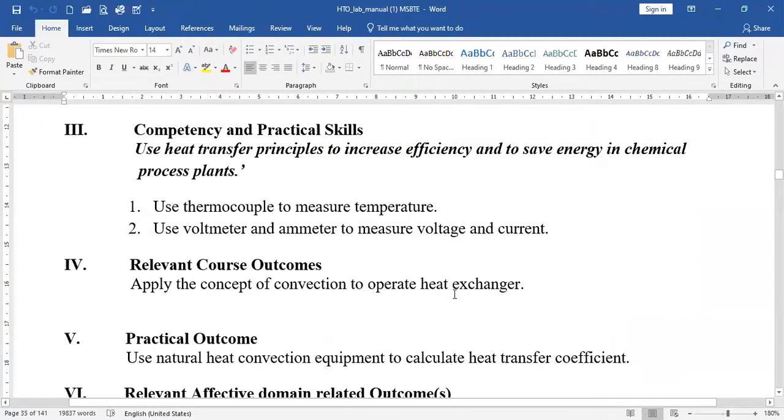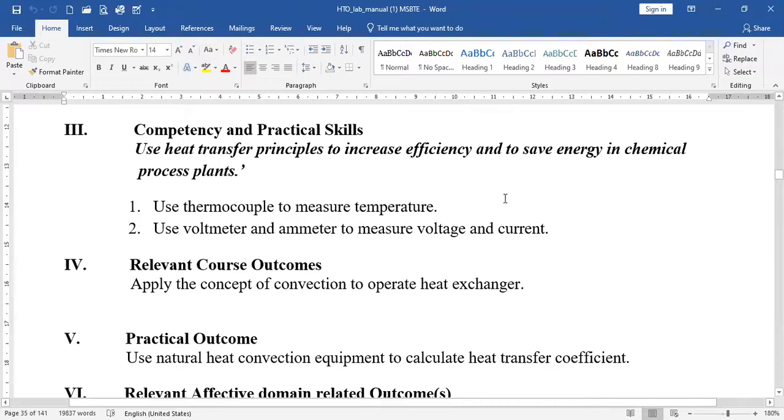Then competency and practice skills: use heat transfer principles to increase the efficiency and to save energy in chemical process plants. So in the previous experiments, we have already discussed how to save energy and how to reduce energy consumption with the help of some equipment. Now we are using the natural convection equipment.